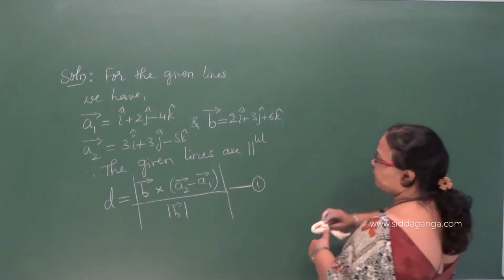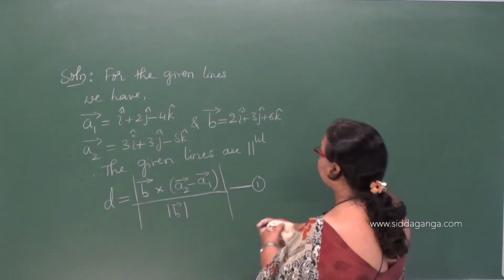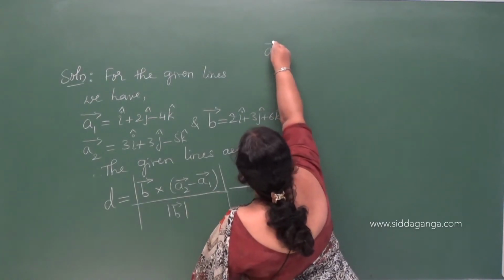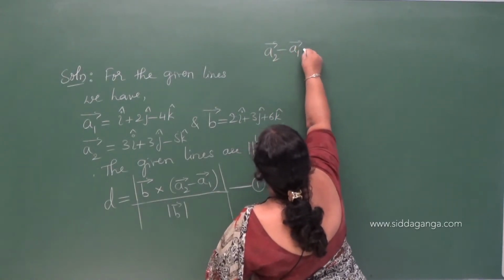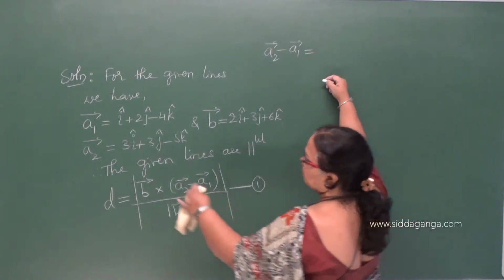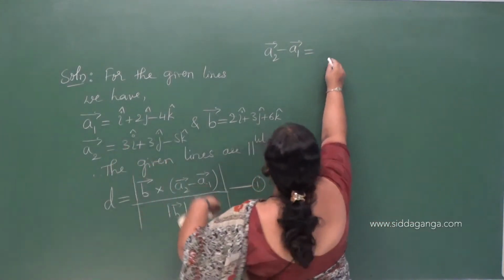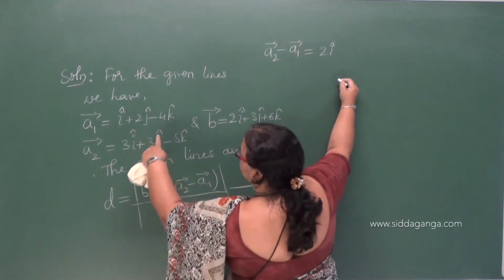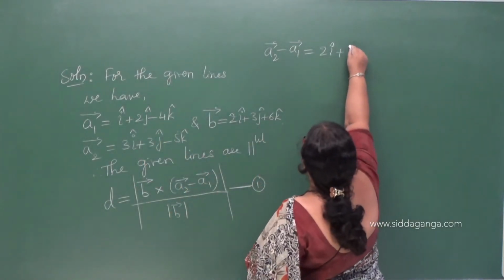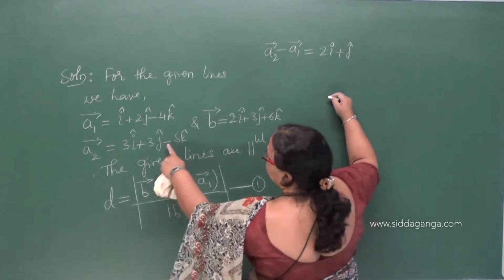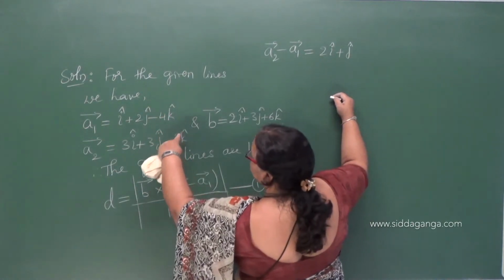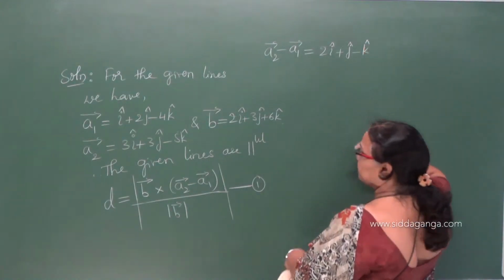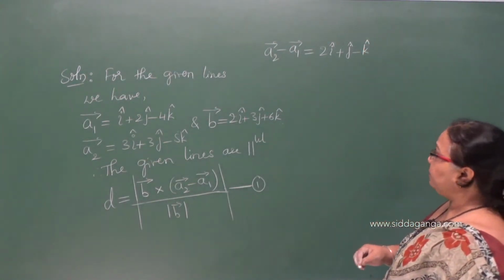First find A2 minus A1. So A2 vector minus A1 vector is equal to 3i minus 1i is 2i. Next, plus 3j minus 2j is plus 1j. Minus 5k minus into minus plus 4k is minus 1k. This is A2 minus A1.